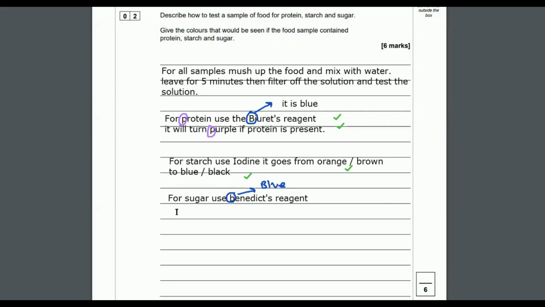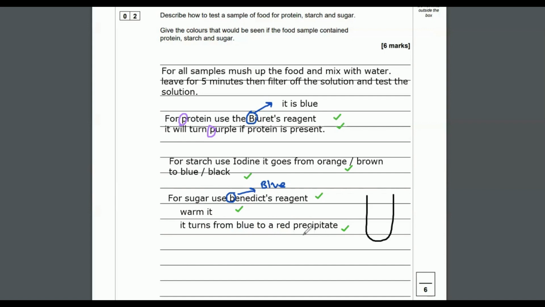But this time, use Benedict's reagent and warm it. This is the extra thing. It's the only one you warm. So you're going to warm it. It's going to get you an extra mark, potentially. You're not going to get 7. The maximum you can get is 6. So use Benedict's reagent, warm it. It turns from blue to a red precipitate. What that means is you get a red solid hanging out in the blue stuff. Now, there is a little bit more I'm going to talk about with the Benedict's test.